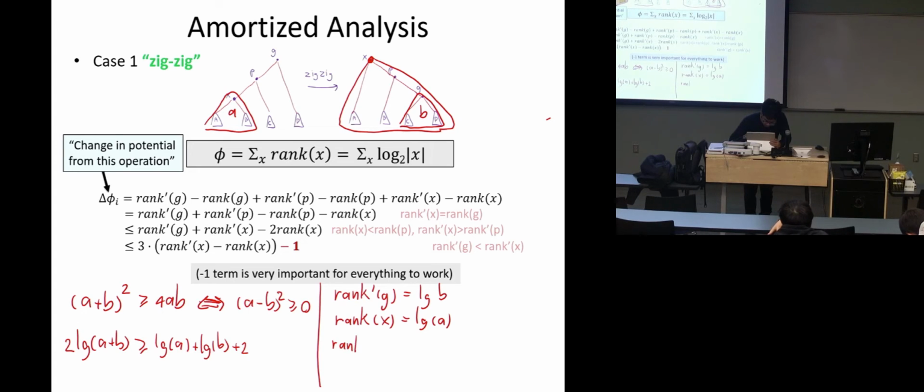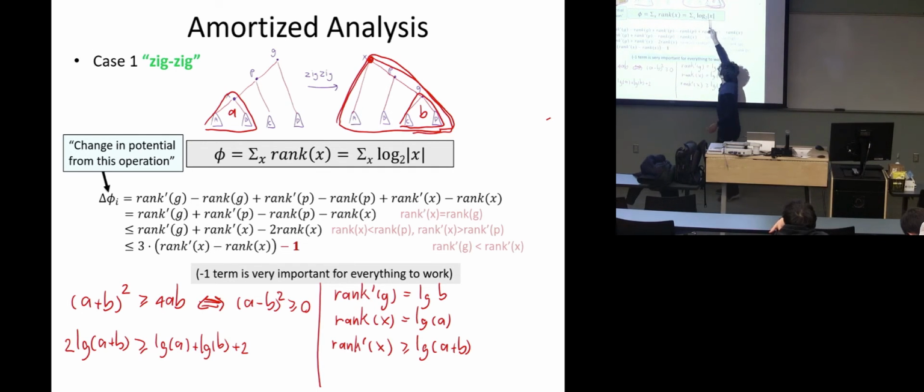And you see that rank prime of X, which is everything here, is at least what? Log of A plus B. Make sense so far? B is just the total weight here. A is the total weight here. And the rank is just a log of the total weight. But the rank prime of X is the log that combines both of them.